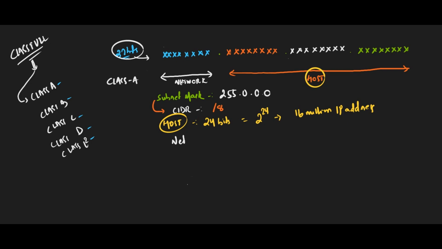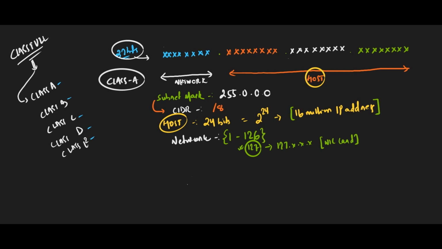So from the network part, what will be the network addresses? For class A network, we can assign 1 to 126. We know that we will have a 16 million IP address range available for hosts, which we can assign to individual devices. But what will be the network in that case? The network range will be 1 to 126. Why 1 to 126? Why not 127? The reason 127 is not there is because 127.x.x.x is used for loopback testing, assigned to the NIC card. This is a reserved IP address. So for class A, we can assign the 1 to 126 range.